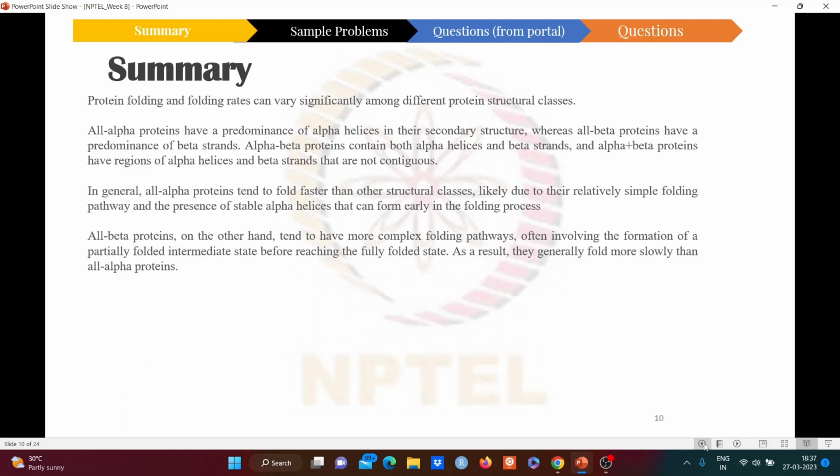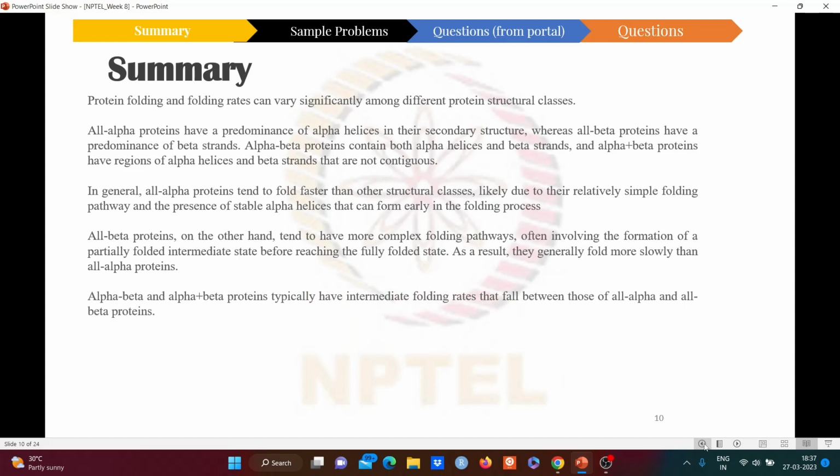All beta proteins, on the other hand, tend to have more complex folding pathways, often involving the formation of partially folded intermediate states before reaching the folded state. As a result, they generally fold more slowly than all alpha proteins. However, the folding rates of all beta proteins can vary widely depending on size, topology, and sequence properties.